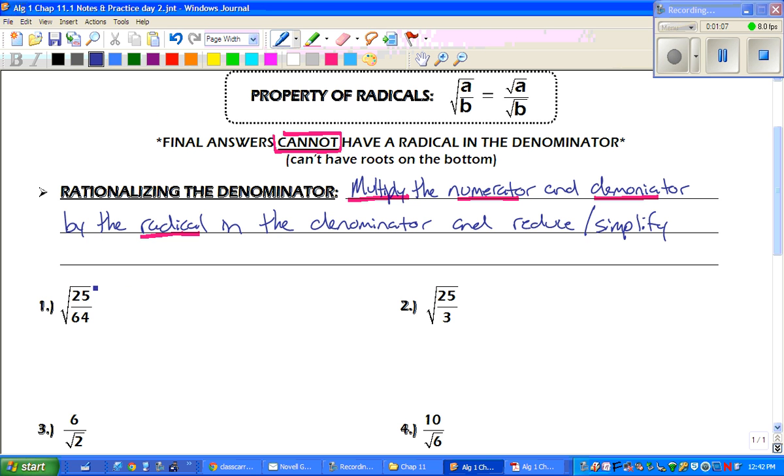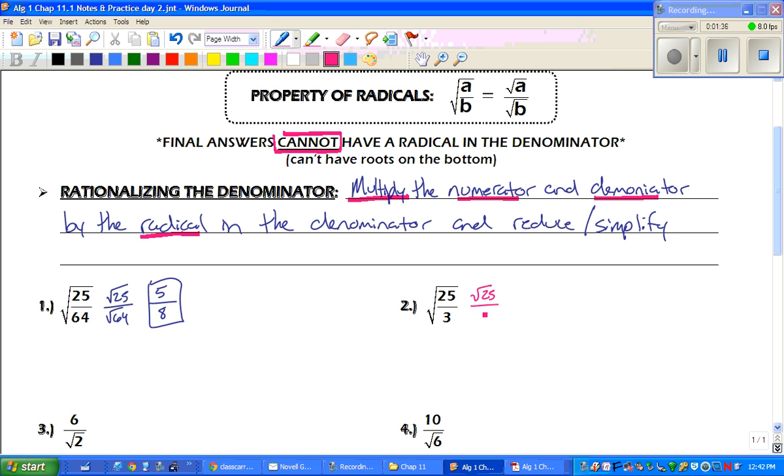Now, we learned the other day that when we've got a square root over a fraction like this, we break it down into two separate parts. The square root of 25 is 5, and the square root of 64 is 8. Can we reduce that? No. So that's our answer. Okay, now let's look at the next one.